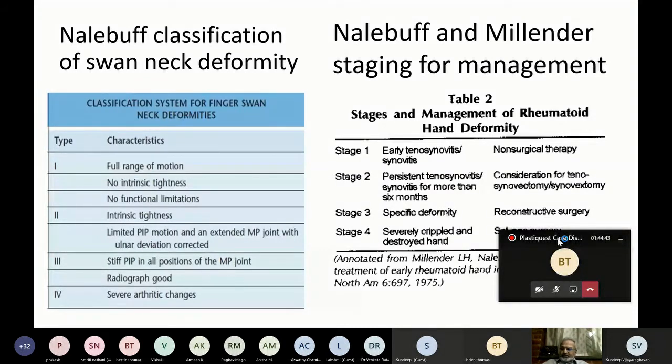Where will be the distal attachment? Hello? Where will be the distal attachment? The distal attachment will be onto the opposite side. You have a picture of that? Opposite side.